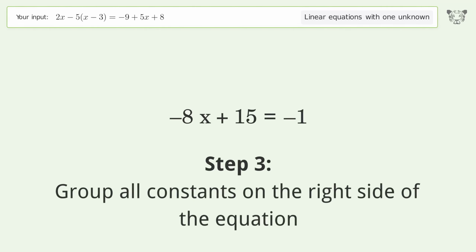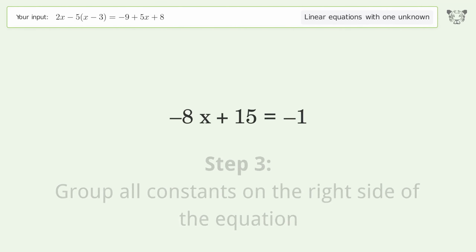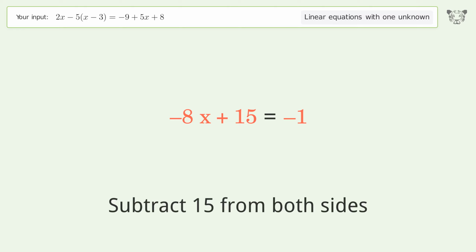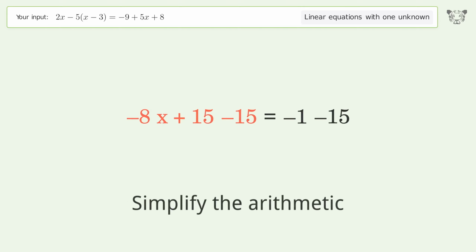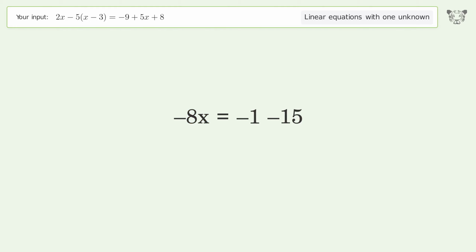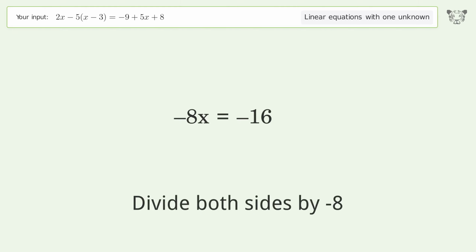Group all constants on the right side of the equation. Subtract 15 from both sides. Simplify the arithmetic. Isolate the x. Divide both sides by -8.